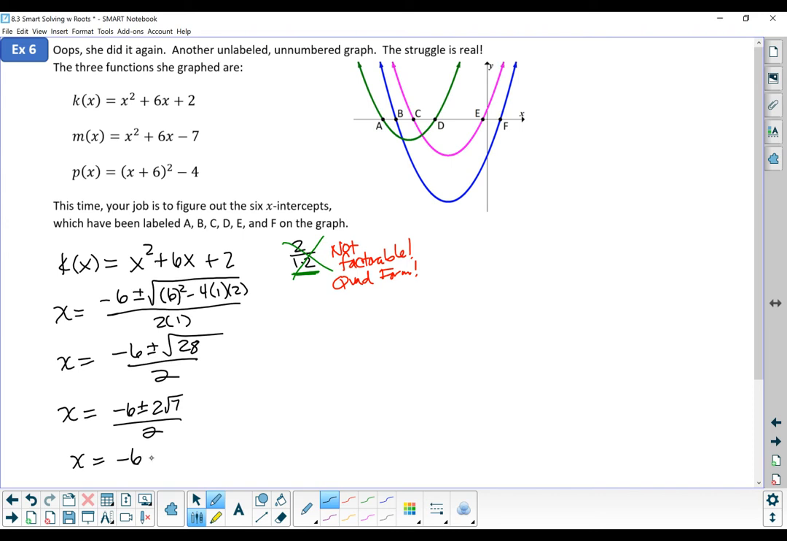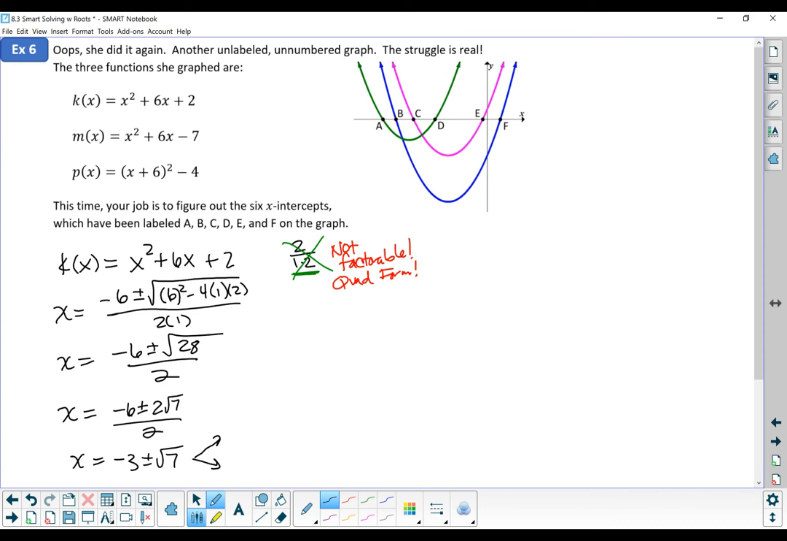Negative 6 divided by 2 is negative 3, and then 2 root 7 divided by 2 is just root 7. So it's negative 3 plus or minus root 7. Now, when I'm looking at a graph and trying to decide where things are, that might be a little bit tricky. So I'm going to go ahead and just get the decimal values from that.